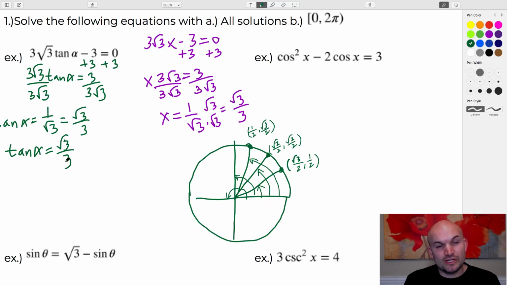Okay, so we're looking for the tangent of the angle alpha, which is the y coordinate over the x coordinate, equal to the square root of 3 over 3. So basically, when is the y coordinate over the x coordinate going to equal the square root of 3 over 3? Hopefully, since this is analytic trigonometry, you've already passed the trigonometry portion.